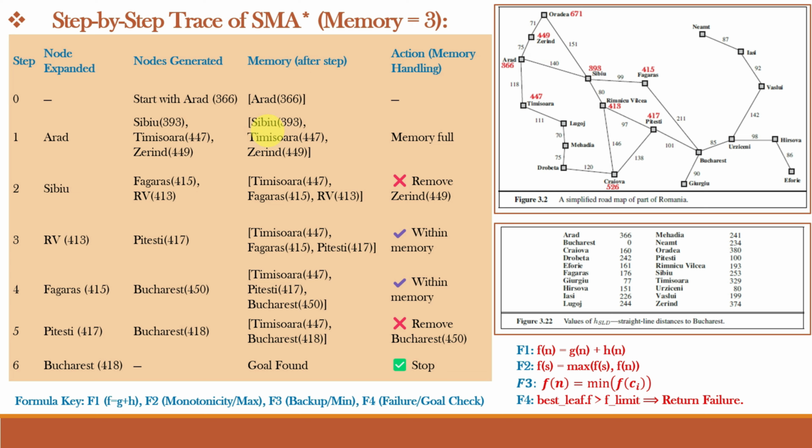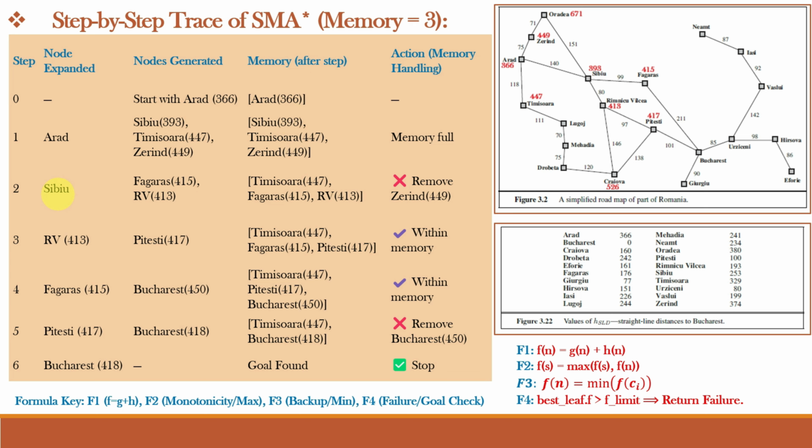Now the memory becomes Sibiu 393, Timisoara 447 and Zerind 449. And as the memory limit is 3, memory is now full. Now SMA star will select the best node out of these 3. Best means the smallest one, right? So as 393 is smaller than these two values, SMA star chooses 393 to expand next.